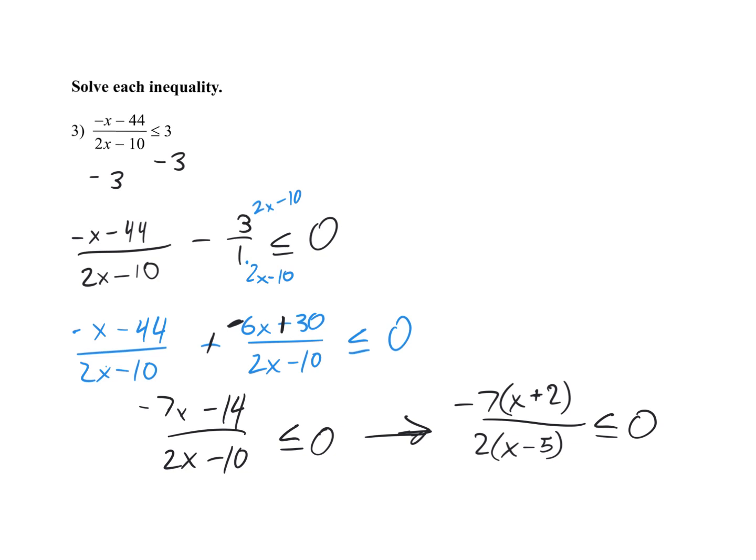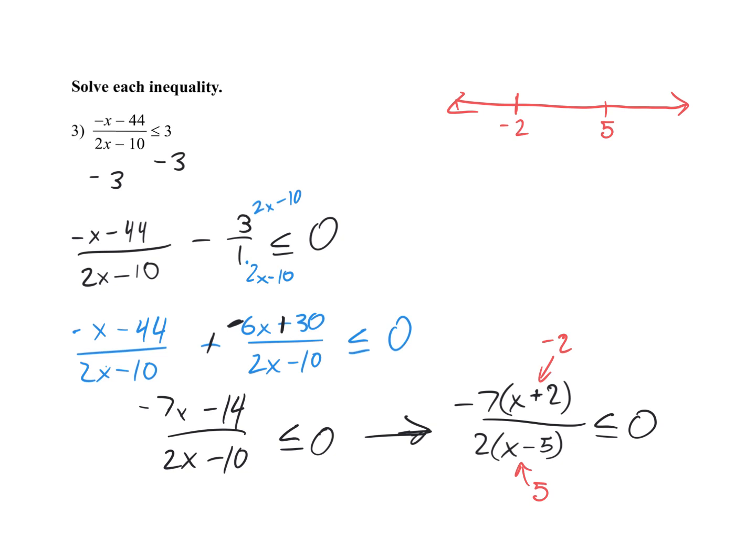Okay, so in this situation, we have two critical numbers. Our critical numbers are going to be from the denominator 5 and from the numerator negative 2. So I'm going to come to my number line for my solution set. Here's my number line, and I'm going to mark negative 2 and 5. And what I want to do is now test these intervals to figure out which one of them is below 0.